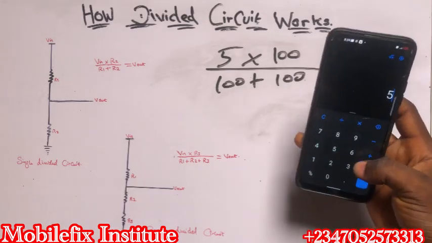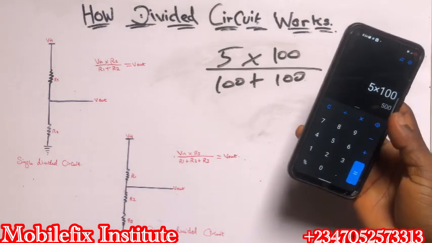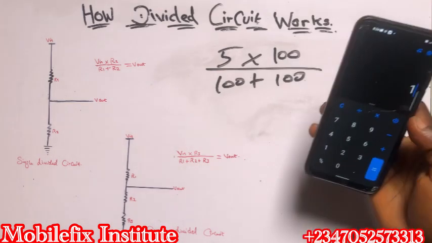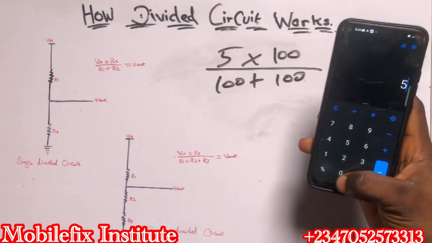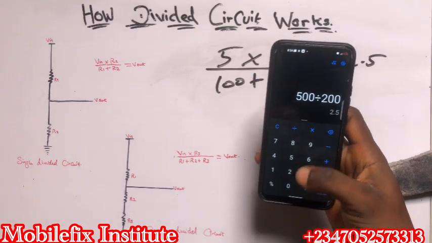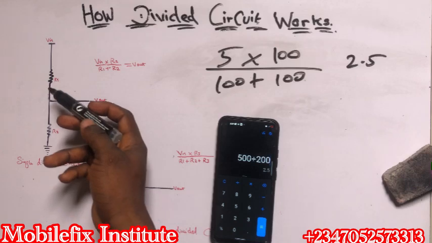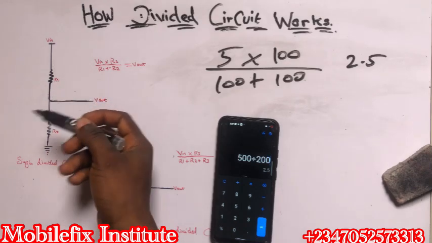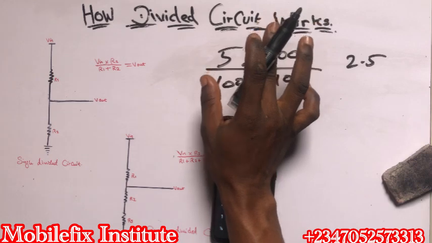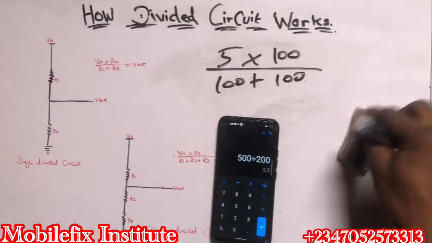5 times 100k gives us 500, then 100k plus 100k gives us 200. So 500 divided by 200 gives us 2.5. So whenever you see the value of R1 the same as R2, you know that the input voltage just has to be divided by 2, and then the voltage that you get is your voltage out.